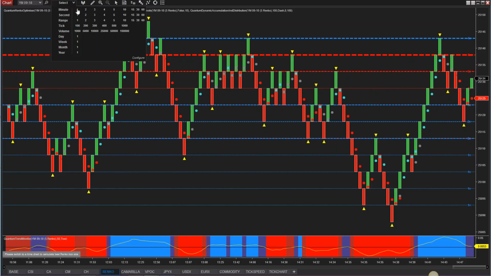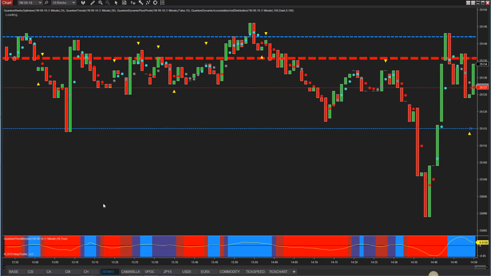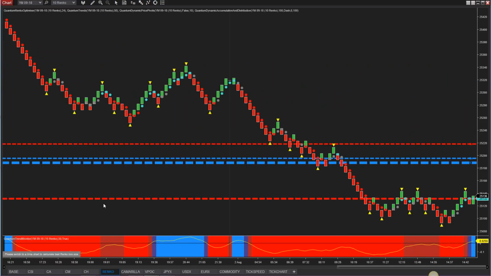Now, I've actually got this at the moment running on 1 minute. And what it does at the bottom, it then tells you we've now moved to a 10 brick size. Down here at the bottom, it says click here to open a 10 brick Renko chart, because at the moment we're moving in a sideways price action. The market is very sluggish. So it tells you instantly how quickly the market is going.